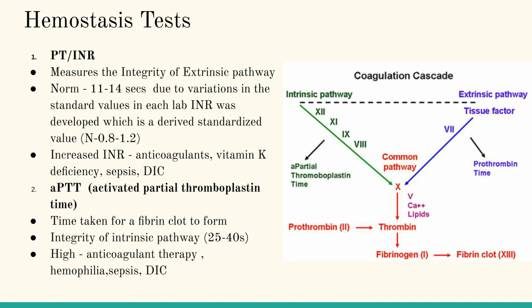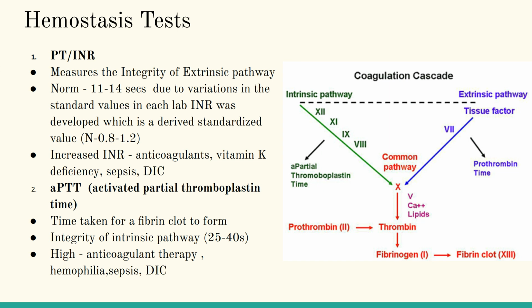Moving on to hemostasis diseases or tests, there are four main components of hemostasis tests. The first one is the PT-INR, the second one is PTT, the third one is fibrinogen, and the final one is the D-dimer.